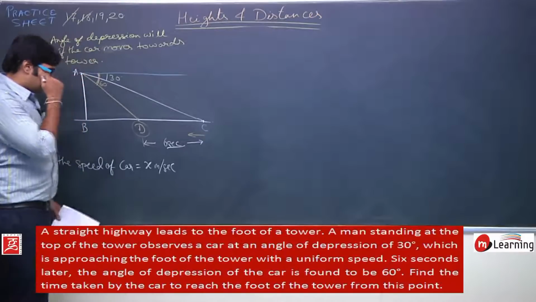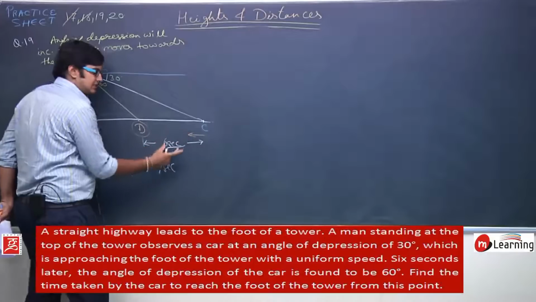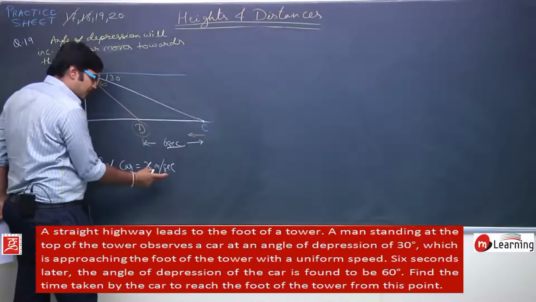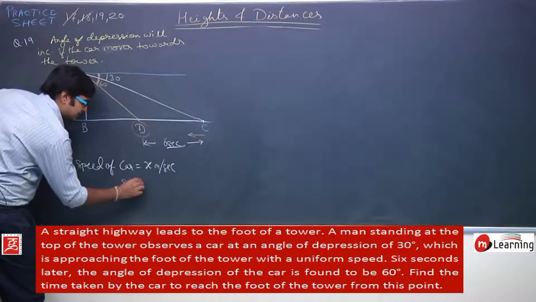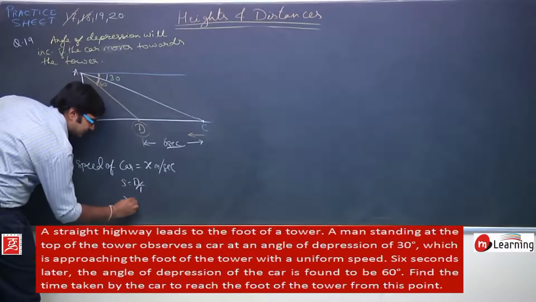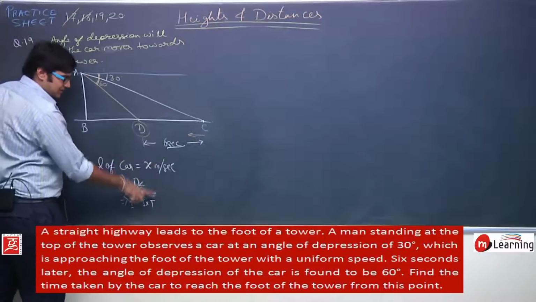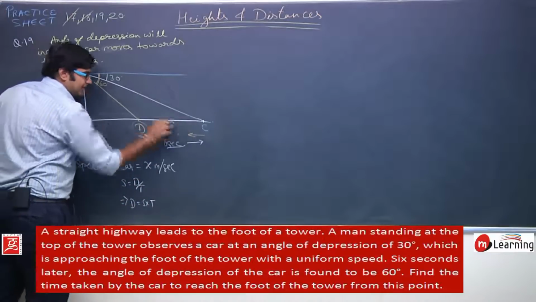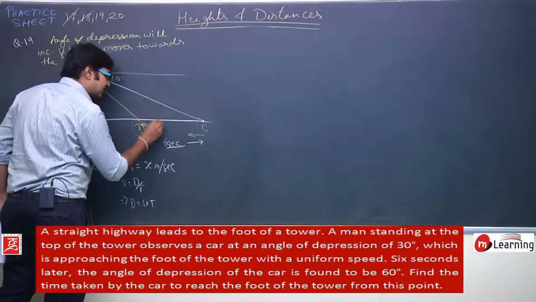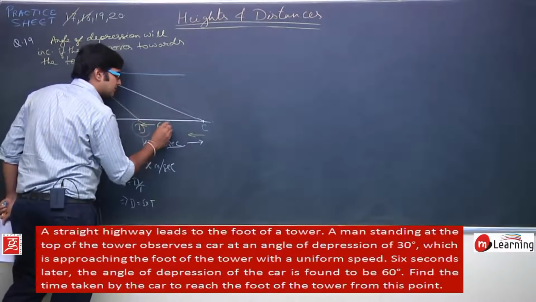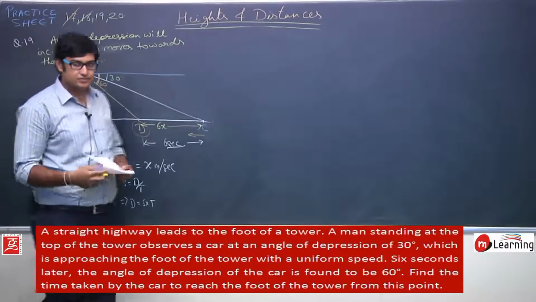Now the distance CD, the car travelled this much distance in just 6 seconds with the speed of x meters per second. So just by using the formula, speed is equal to distance upon time, which implies distance is equal to speed into time. So with this speed x and this much time, I can say that this CD distance is basically 6x meters. Okay, the CD is 6x meters.